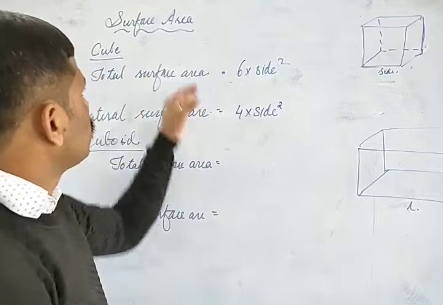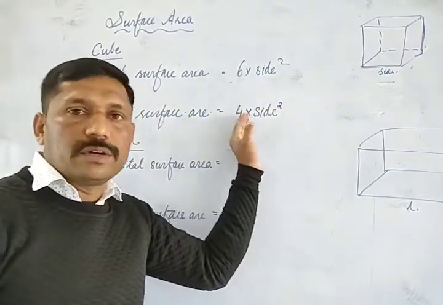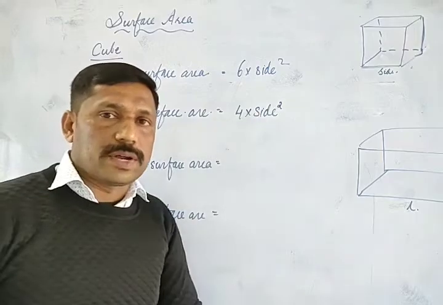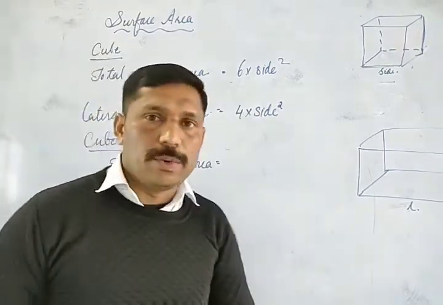This is the total surface area of the cube. Total surface area is 6 into side square and lateral surface area of the cube is 4 into side square. Now we see the total surface area of a cuboid.